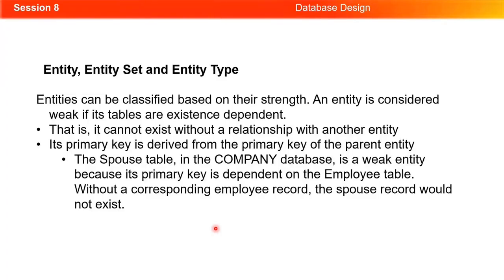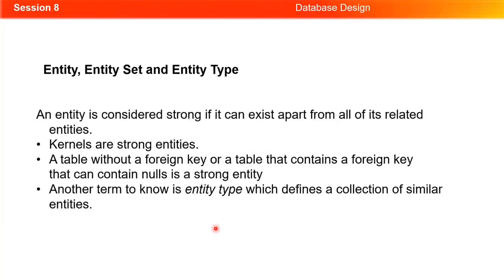So take, for example, the spouse table in a database. The spouse table in a company database is a weak entity because its primary key is dependent upon the company employee or the employee table. Without a correspondence to the employee record, the spouse record would not exist. An entity is considered strong if it can exist apart from all its related entities. Kernels are strong entities. A table without a foreign key or a table that contains a foreign key that can contain nulls is considered a strong entity.